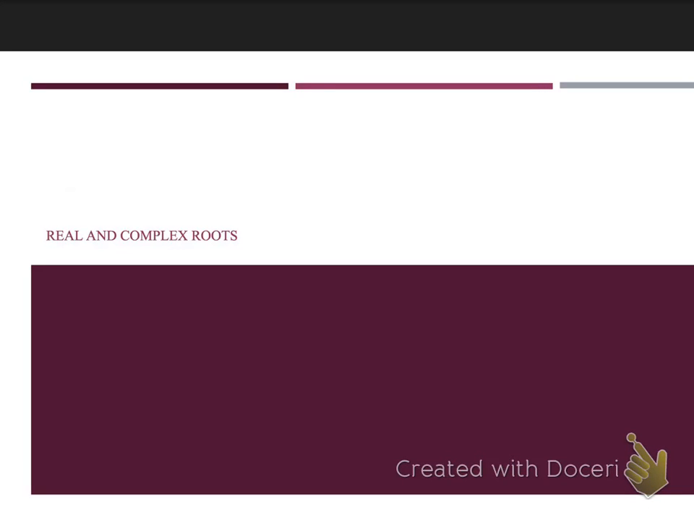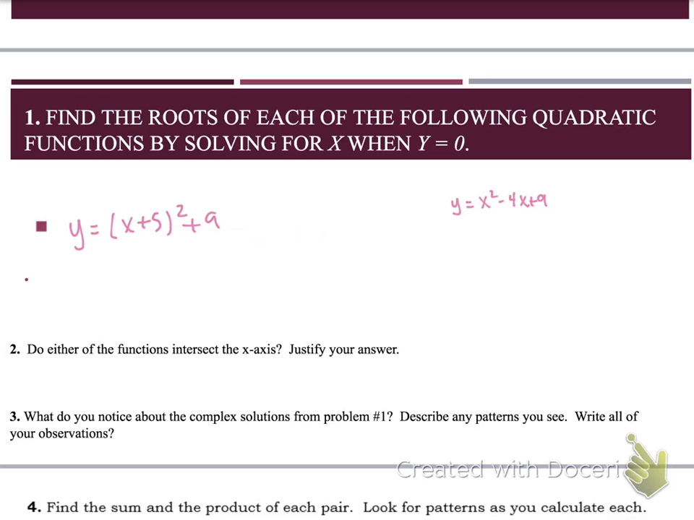Okay, in this video we're going to be talking about real and complex roots and finding different types of solutions. So first we are finding the roots of each of the following quadratic functions. So you're solving for x. First you have to take this y and replace it with 0 so that we can solve it.